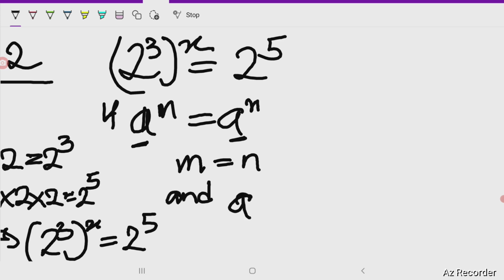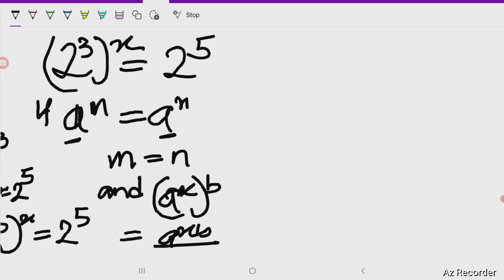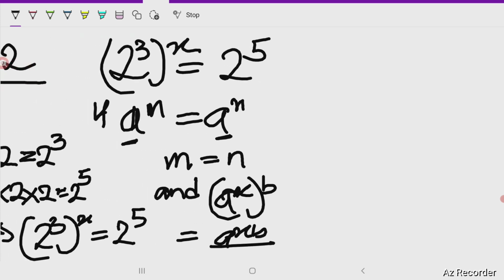Let's say a raised to power x, at the same time raised to power b, can be written as a raised to power xb. That is the law of indices. So the same thing is applicable to 2 raised to power 3, at the same time raised to power x. This will now imply that 2 raised to power 3x is equal to 2 raised to power 5.